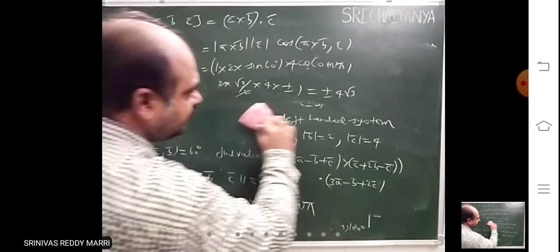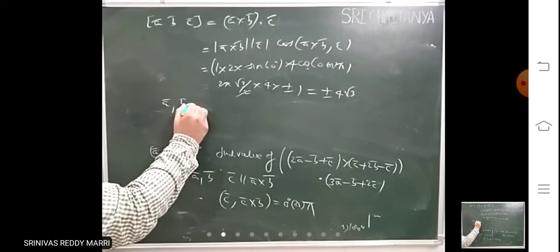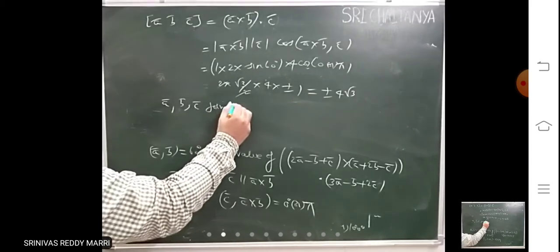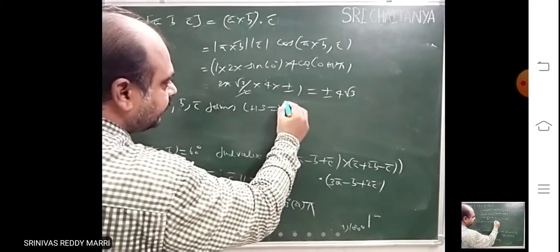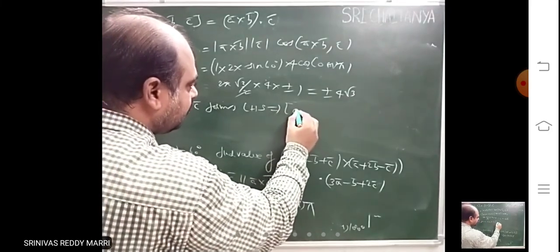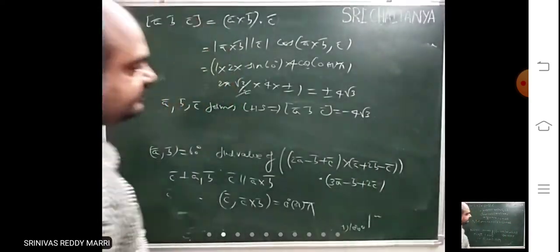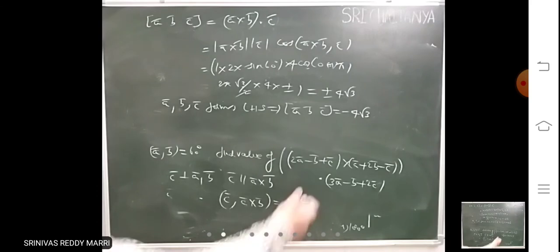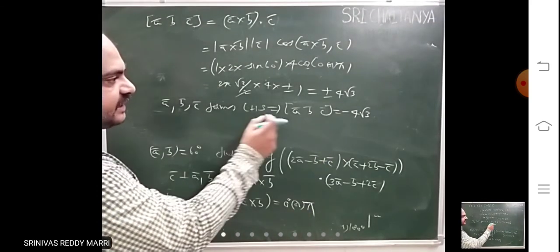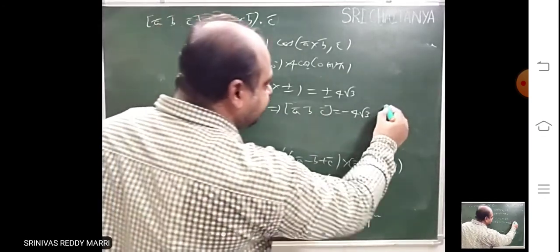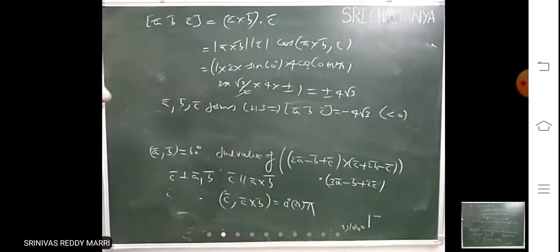Now, don't take two values. What is given in the question? That it forms a left-handed system, which implies you must take only the negative quantity. In the previous case, nothing was given, that's why two cases were taken. Now it is given that they form a left-handed system, so box ABC is a negative quantity.